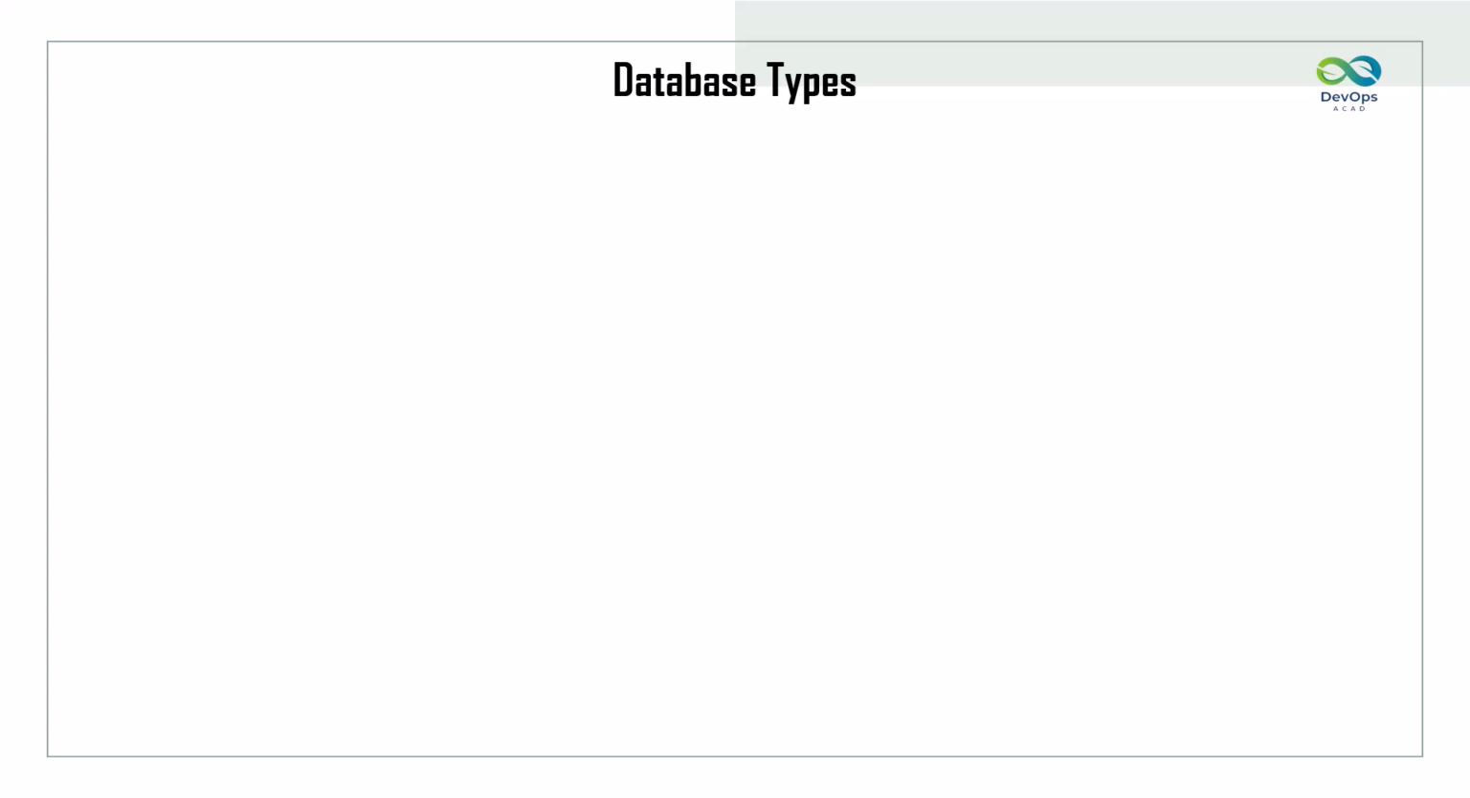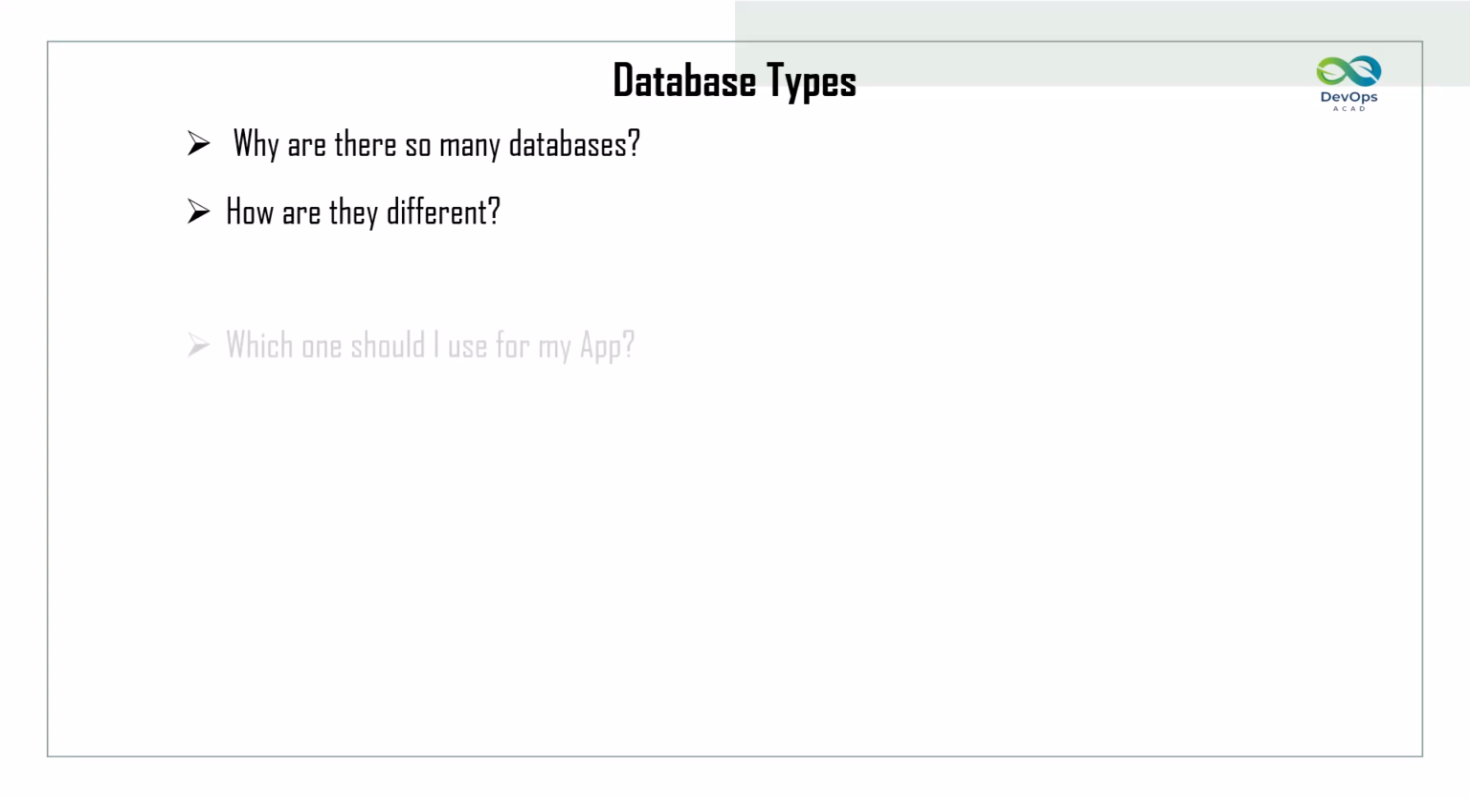But of course, we can't understand it if we don't also understand the types of database that we have available. So let's get into the types of database. One of the things we must also understand is, why do we have so many databases? How are they different from one another? And which one should I use for my application?